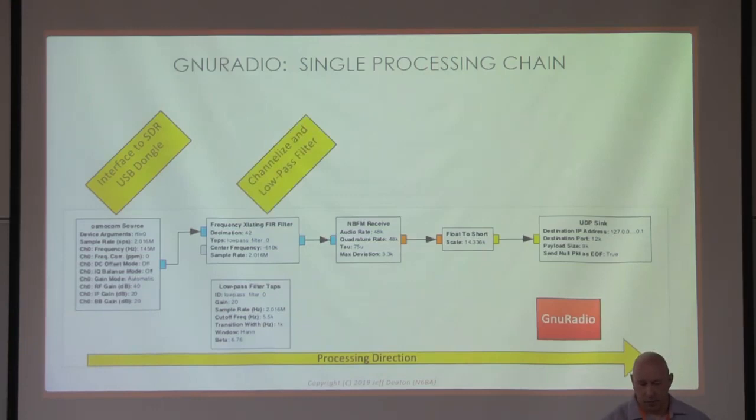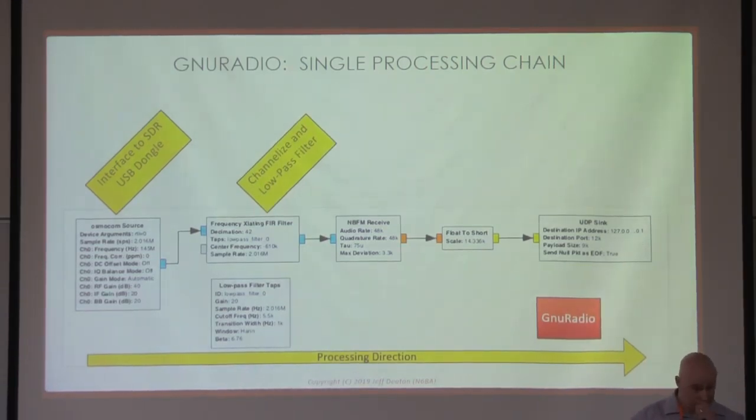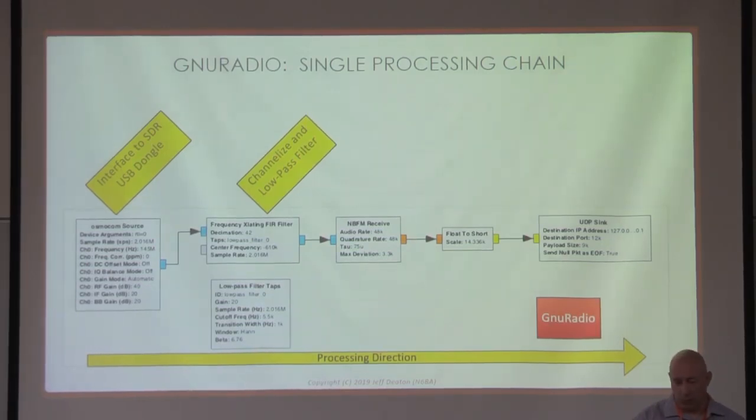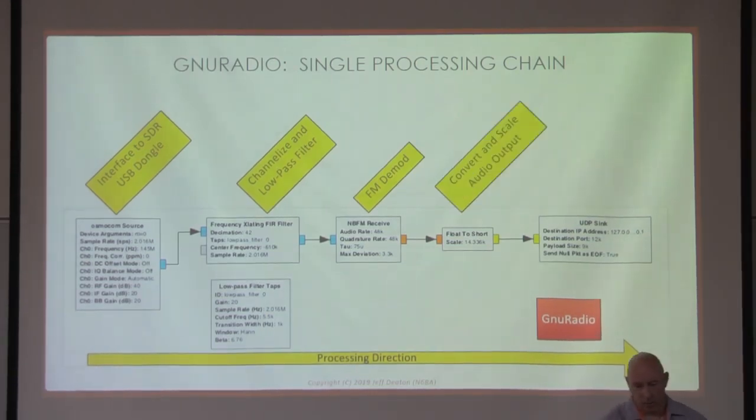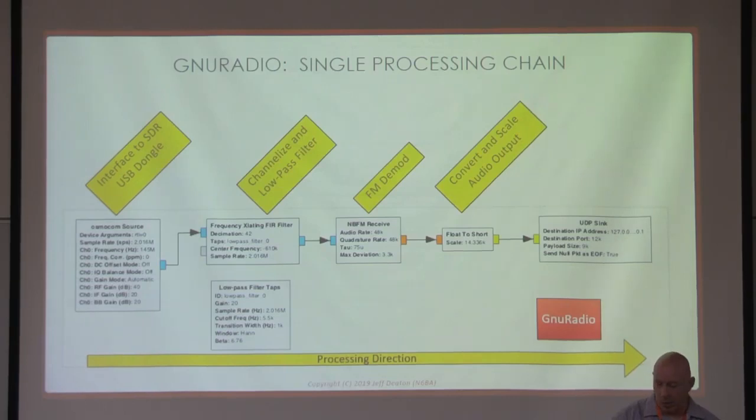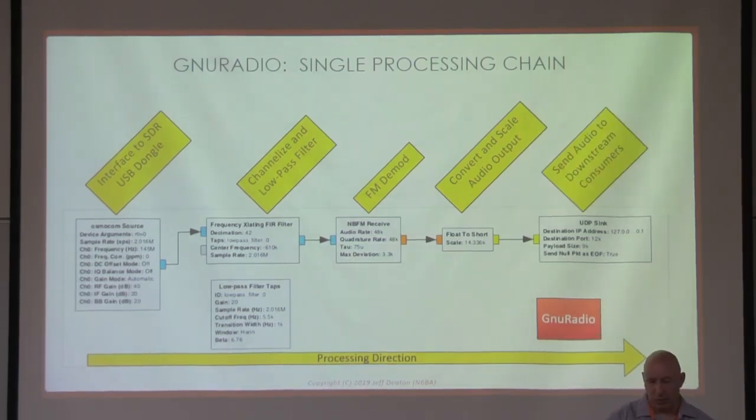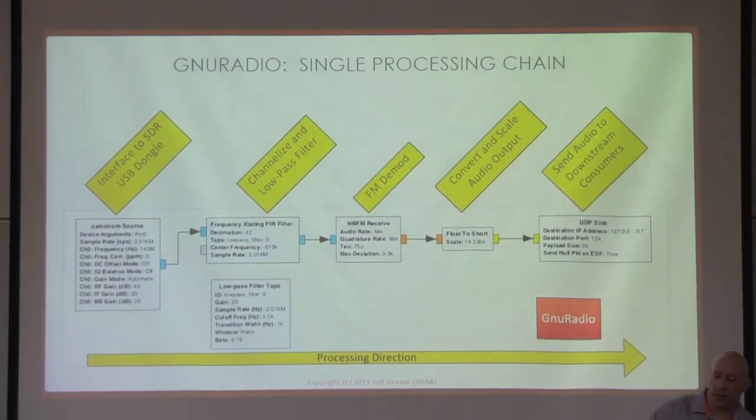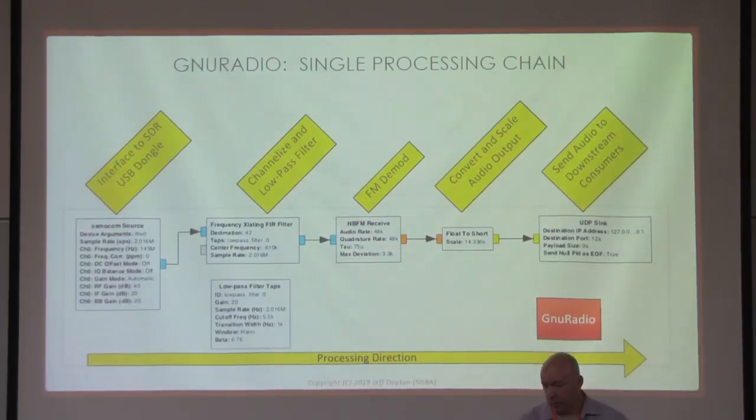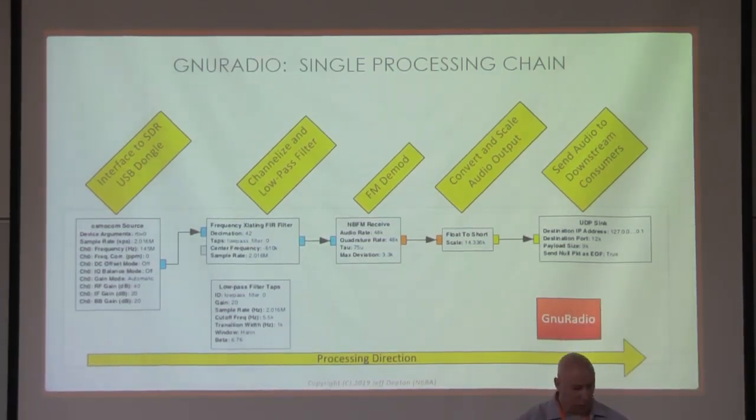Pass that off to something that can create a channel, a low-pass filter. So this is sort of digital signal processing smarts that would go into this. Small narrowband FM receiver, convert and scale the audio output, and then we have a UDP block to send that audio over a network connection to Direwolf. Now all this is happening on the brick. There isn't anything leaving the brick.